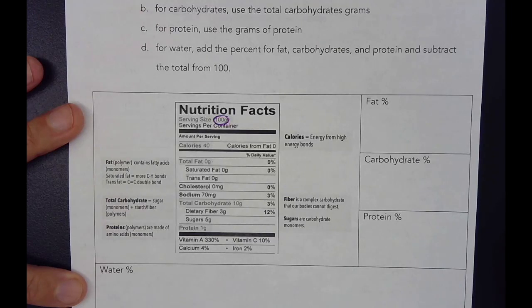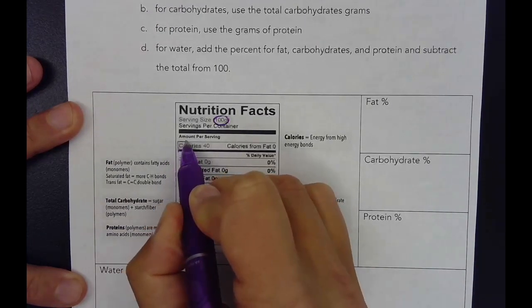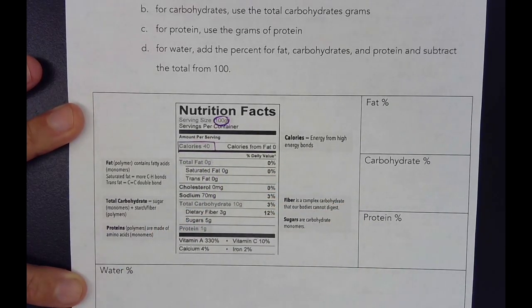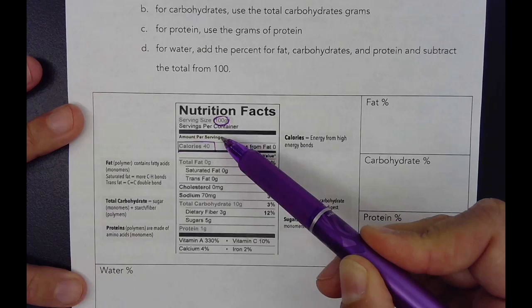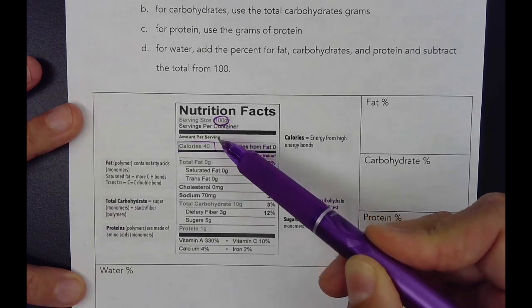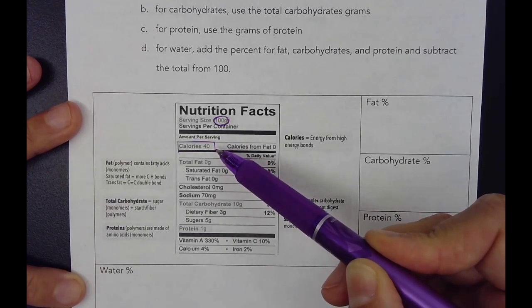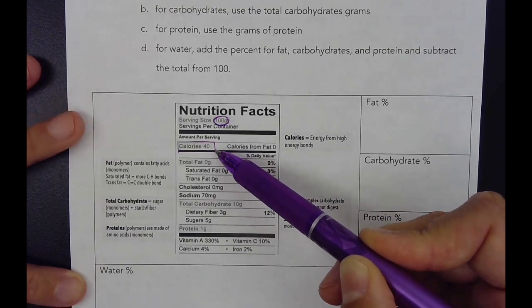Now, information that we have on here is the calories. Calories is actually a measure of energy. It's how much energy there is from high energy bonds in the food. And notice that it's the number of calories per serving. So if you were to eat 100 grams of whatever this food is, one serving, you would have 40 calories of energy. That's how many high energy bonds there are going to be in that 100 grams of food.